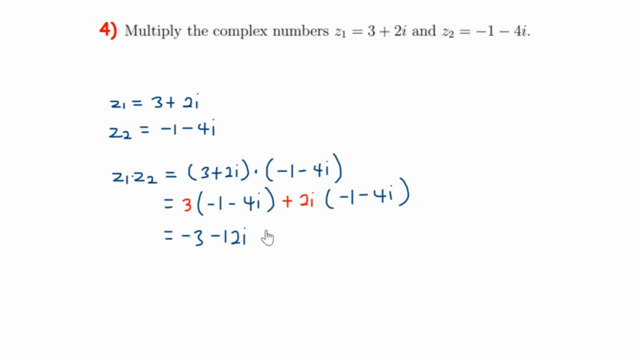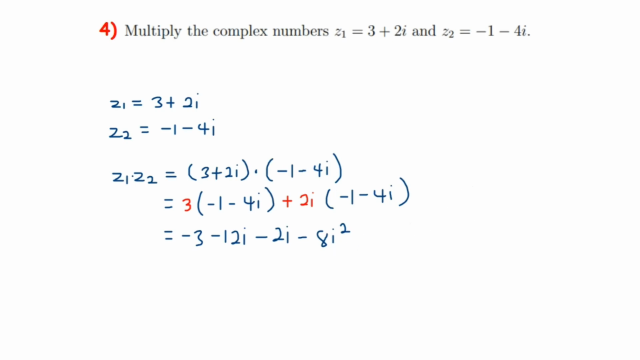And then 2i times negative 1, that will be minus 2i. And then 2i times minus 4i, that will be minus 8i squared. Okay, so this is what you have now. So from here, what we have to do is let's focus on this 8i squared here.